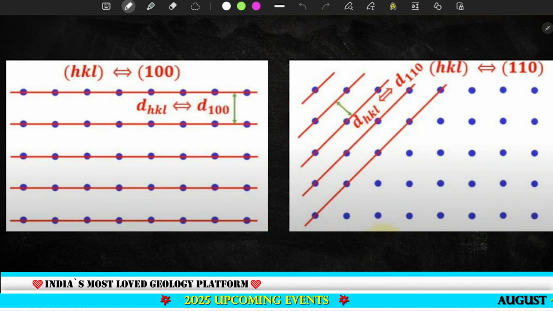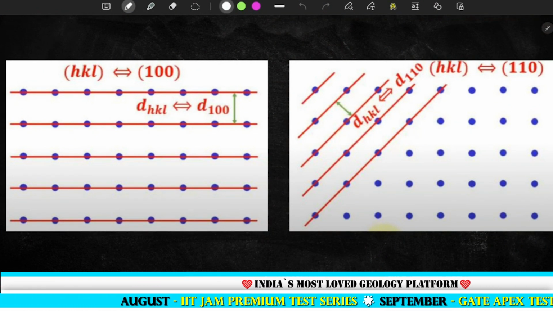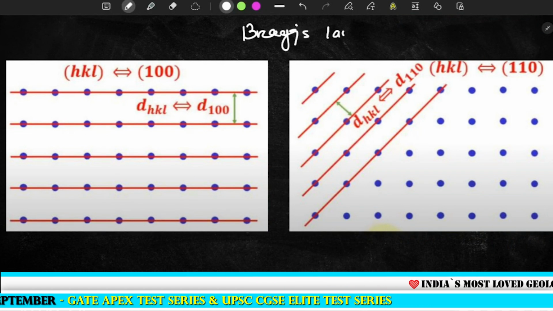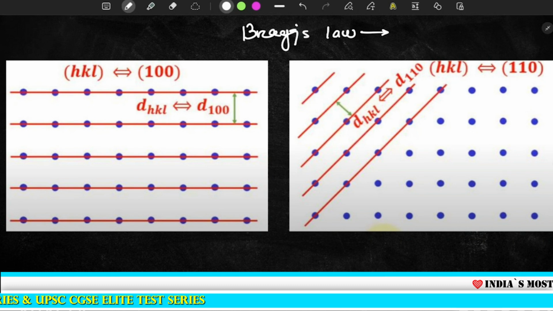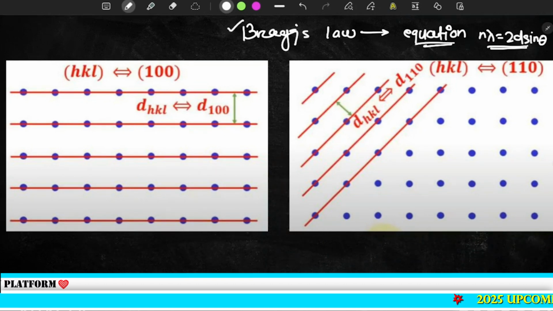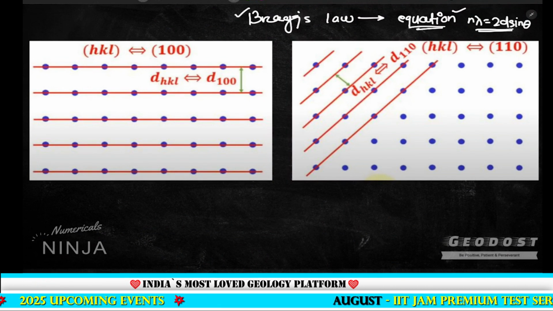So today's topic is the Bragg's equation. Everybody knows about it. What is it? It is Bragg's law, which is based on an equation you already know: n lambda is equal to 2d sine theta. Okay, you already know about it. We are just trying to see what Bragg's law is and how the equation is going to be derived.